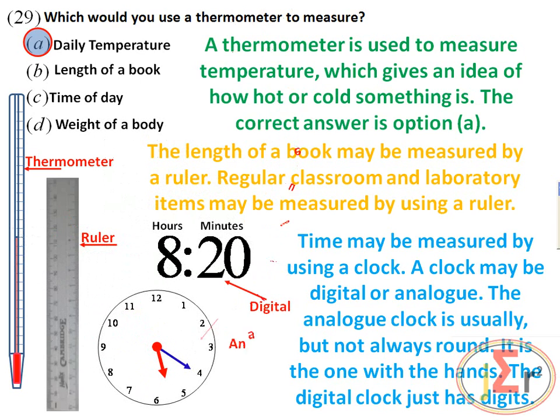The digital one is the one with the digits, just digits alone. And the analog clock is the one that is usually circular, but is not always circular. And it is the one that usually has the hands. Yes, our analog clock usually has hands.